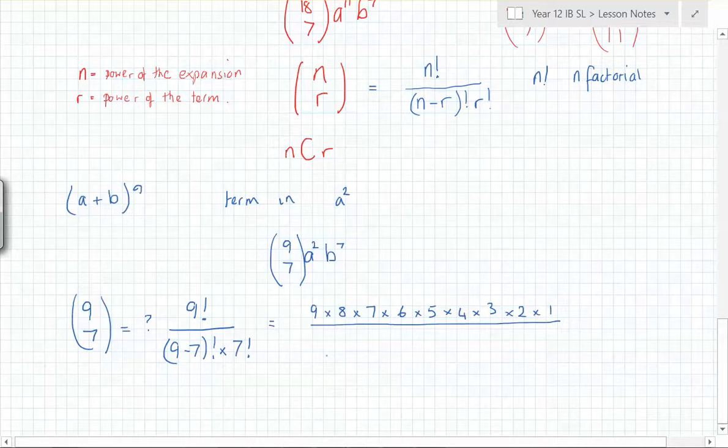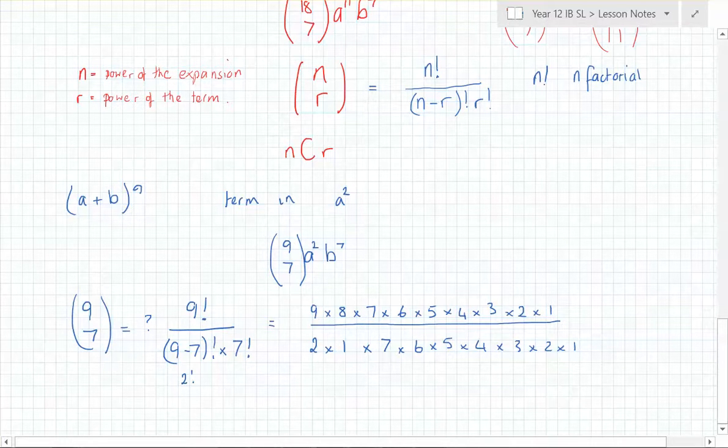Oh wait, no, 2. Okay, 9 minus 7 is 2. So 2 factorial is 2 times 1. And then I've got to multiply that by 7 times 6 times 5 times 4 times 3 times 2 times 1. Now you're looking at that going, oh my god, all that multiplication. How do I do that without a calculator?